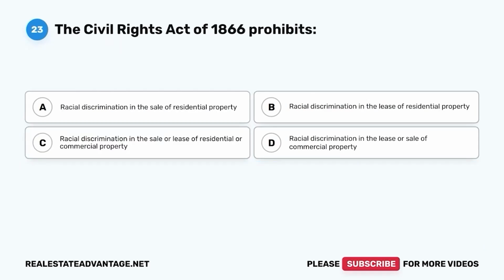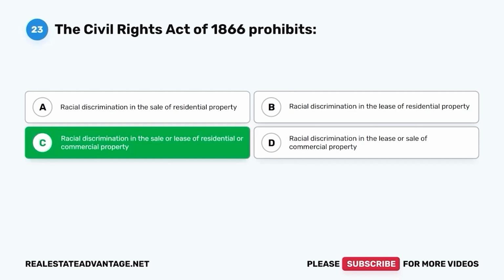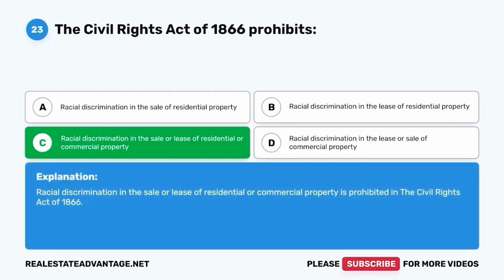Question 23. The Civil Rights Act of 1866 prohibits A. Racial discrimination in the sale of residential property. B. Racial discrimination in the lease of residential property. C. Racial discrimination in the sale or lease of residential or commercial property. D. Racial discrimination in the lease or sale of commercial property. The correct answer is C. Racial discrimination in the sale or lease of residential or commercial property is prohibited in the Civil Rights Act of 1866.